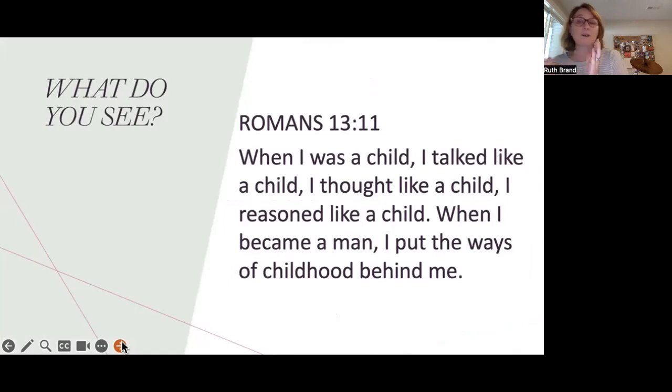So let's look. Of course, the Bible is a great place to see parallelism. Romans 13:11 says, when I was a child, I talked like a child. I thought like a child. I reasoned like a child. When I became a man, I put the ways of childhood behind me. So do you see a similar pattern going on in this verse? What do you see? I talked like a child. I thought like a child. I reasoned like a child. So the sentences, well, they're complete clauses there, working together in one sentence. But the words are the same except for talked, thought, and reasoned, right? And so there's harmony there. There's balance.